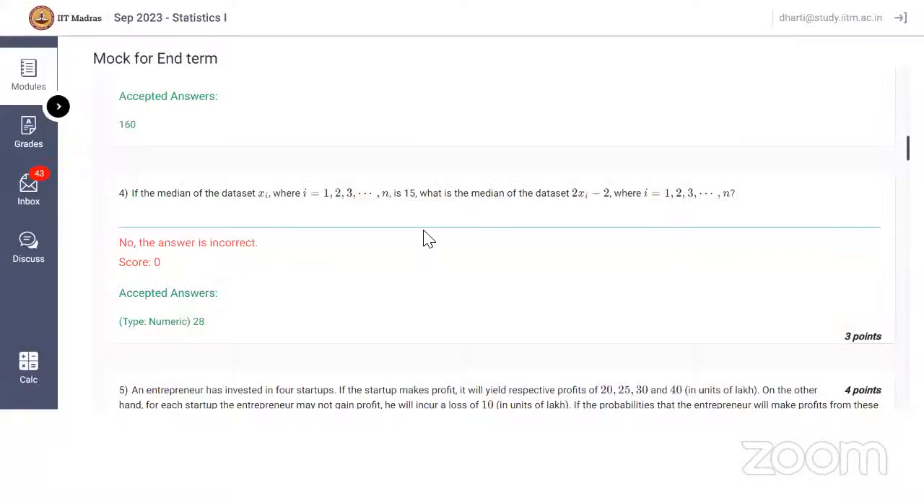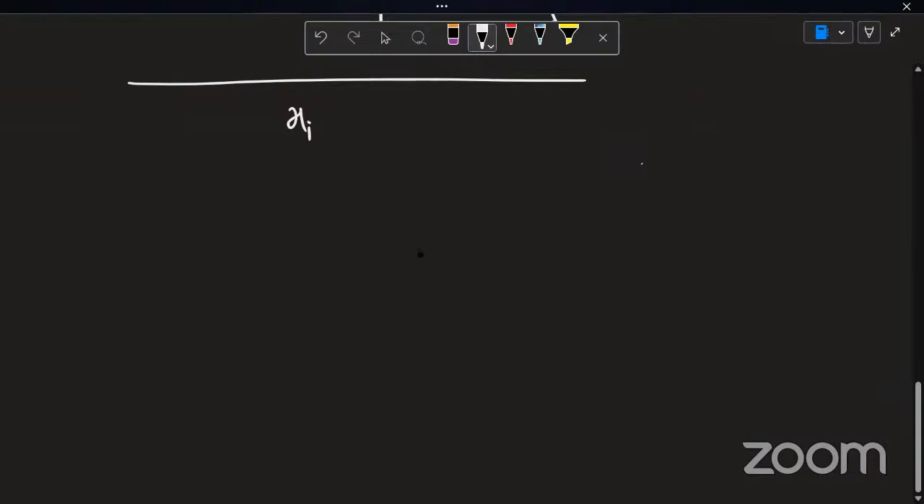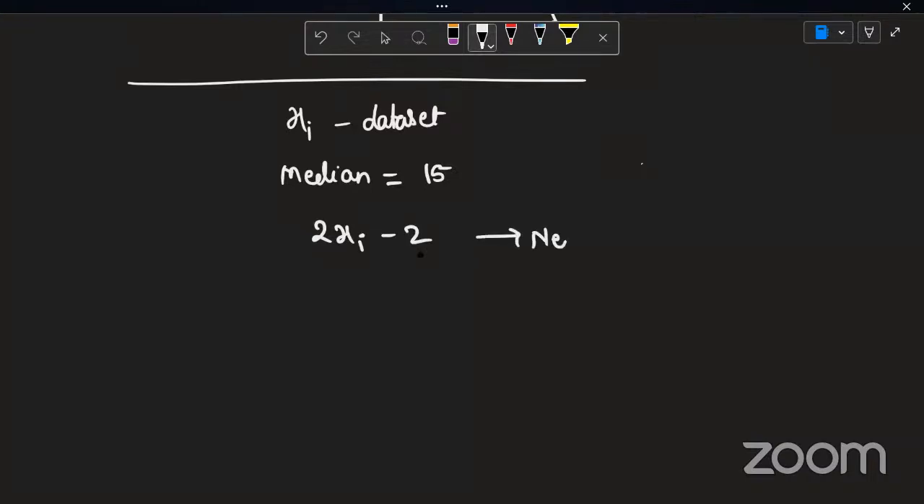It is about the median of a data set. So if the median of the data set is 15, now they are asking for the median of the data set. They said xi is some data set whose median is 15. Now if I change my data set to twice xi minus 2, this is my new data set. Then what will be the impact on the median?